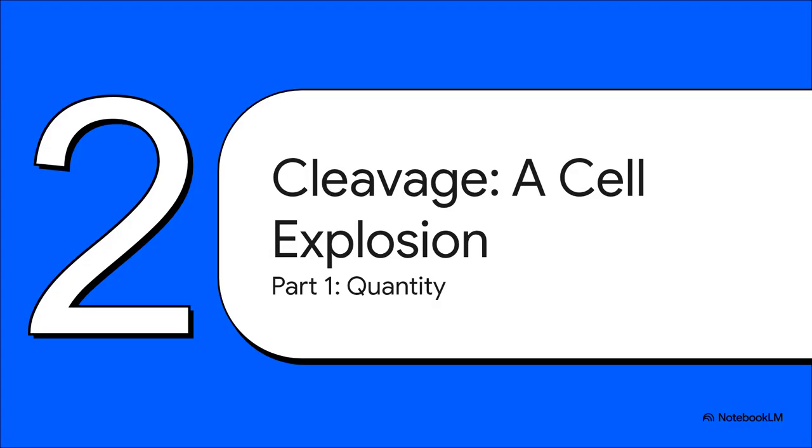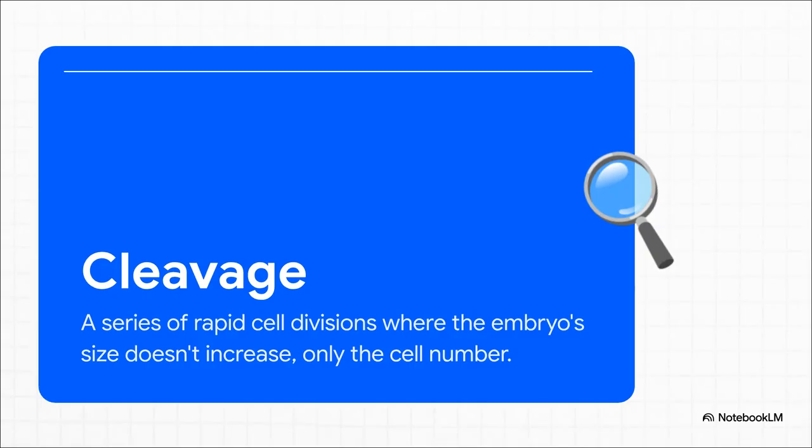So that first phase is called cleavage, a cell explosion. And you can really think of it as just that, a cellular explosion. Its whole purpose, its one job, is multiplication. It's all about quantity.